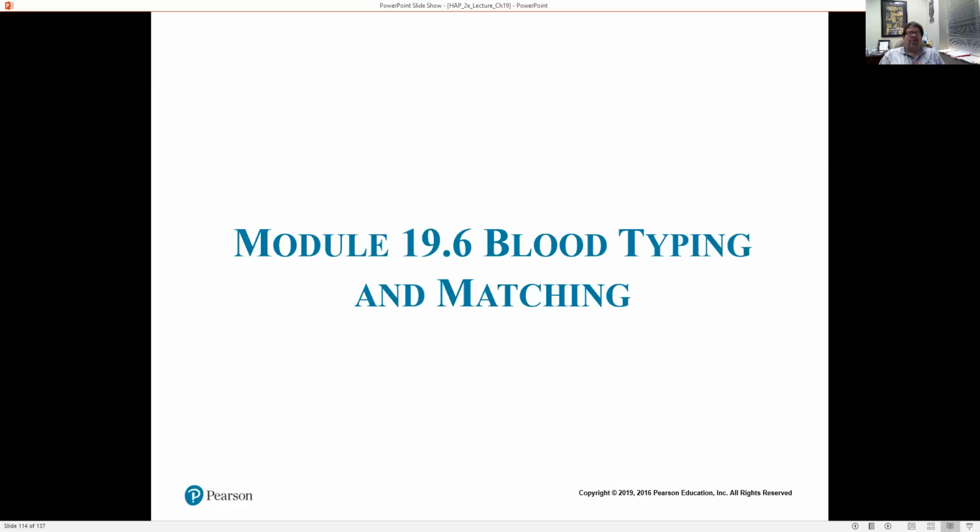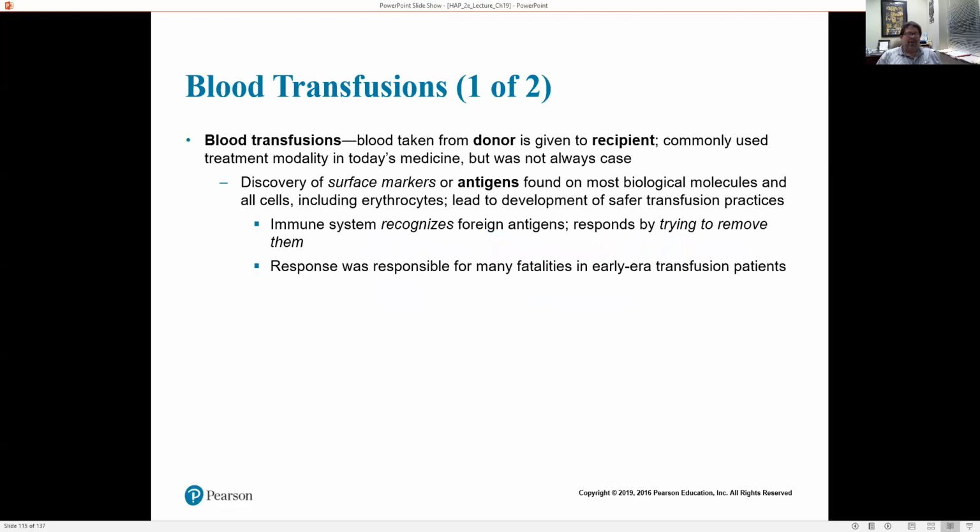So those who don't have the marker type, like A people make antibodies to B, B people make antibodies to A, and my O blood, I make antibodies to everybody, okay? All right, if that's not confusing, I don't know what is. So we'll go a little bit farther here. Blood transfusion is when blood from a donor is given to recipients. Discovery of separate markers, also called antigens, found on most biological molecules in all cells, including red blood cells, erythrocytes, led to the development of a safer transfusion practice.